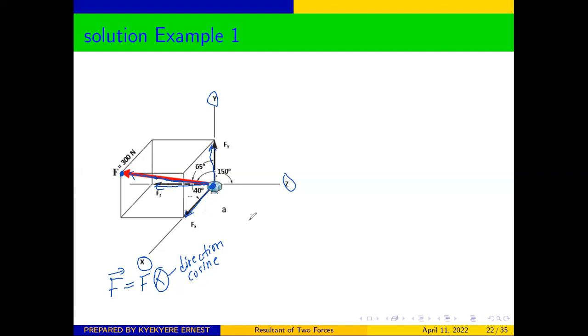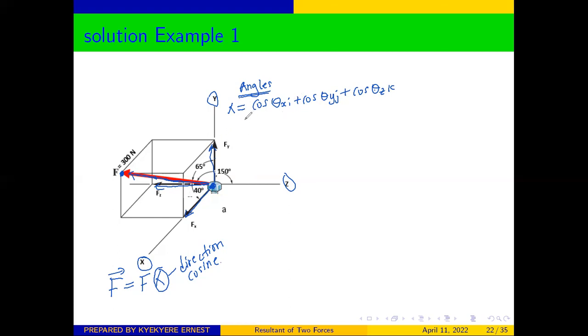So basically, there are three ways of finding the direction cosine. You can find the direction cosine using angles. In that case, the formula is lambda equals cos theta x i, where theta x is the angle the force makes with the x-axis, plus cos theta y j, where theta y is the angle the force makes with the y-axis, plus cos theta z k, where theta z is the angle the force makes with the z-axis. So when you are given the angles the force makes with the x-axis, the y-axis, and the z-axis, you use this formula. This is one way of determining the direction cosine.